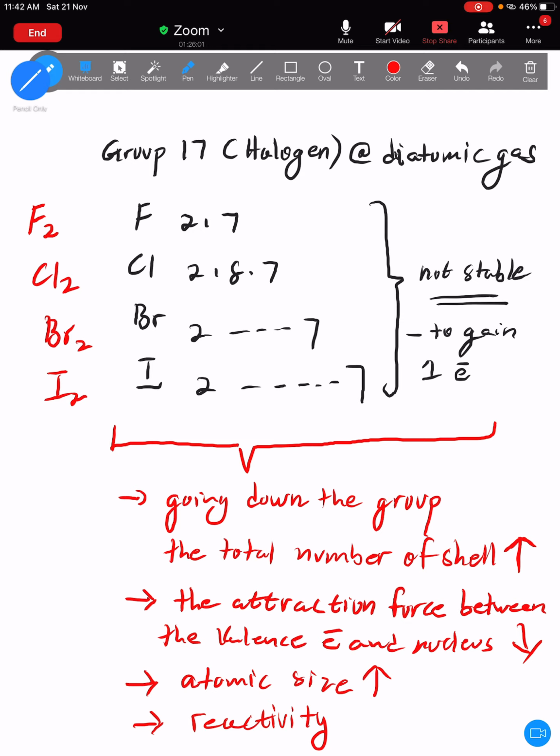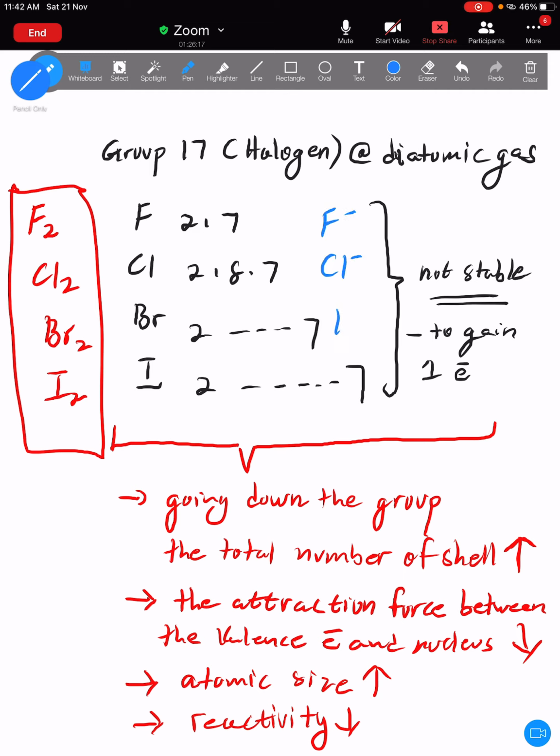Decreases. Therefore, since they want to gain electrons, yes, they prefer to be diatomic gases. If they gain electrons, they will be negatively charged. Therefore, this is really the reverse compared to group 1. Group 1, reactivity increases. This one, reactivity decreases.